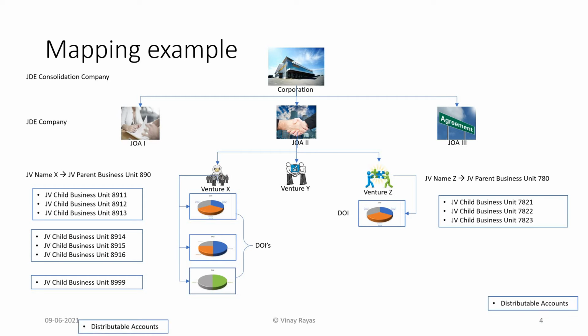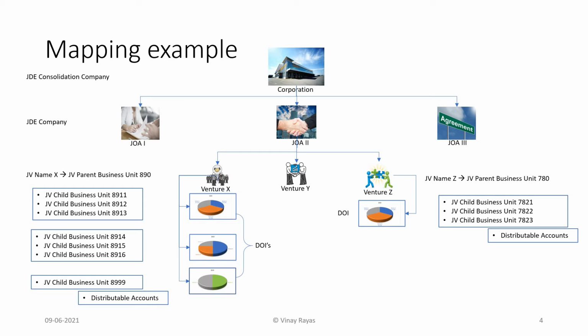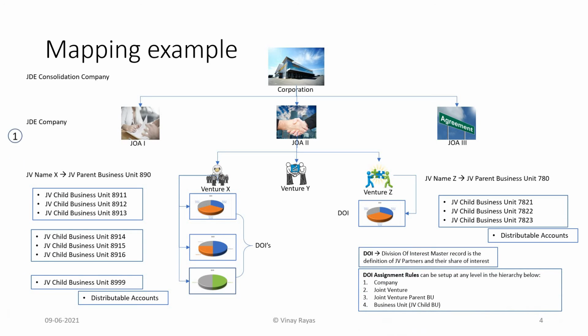Requisite accounts are attached to all the JDE business units, and certain of these accounts are marked as distributable, depending on if transactions in them would need to be distributed amongst partners, using applicable DOI. DOI rules can be defined at company, JV, JV parent business unit or JV child business units level, as needed.